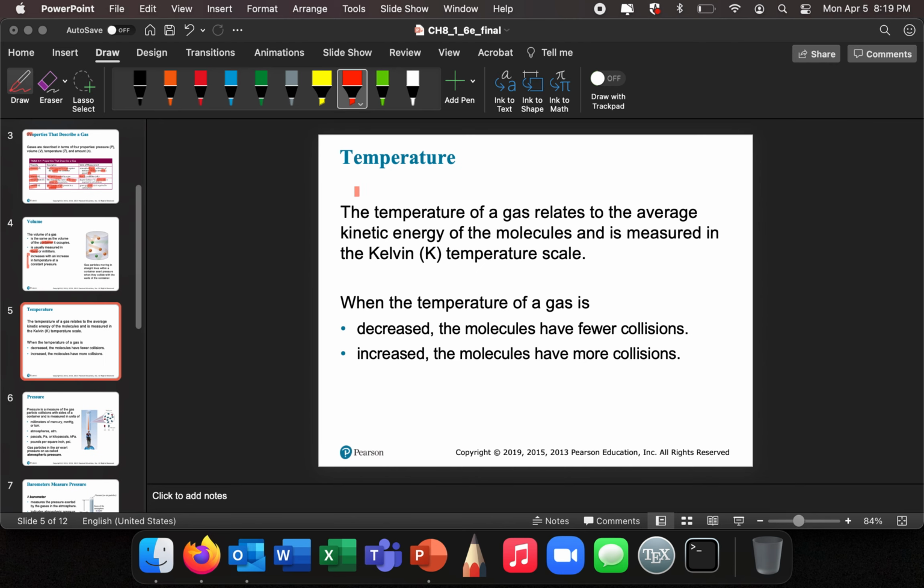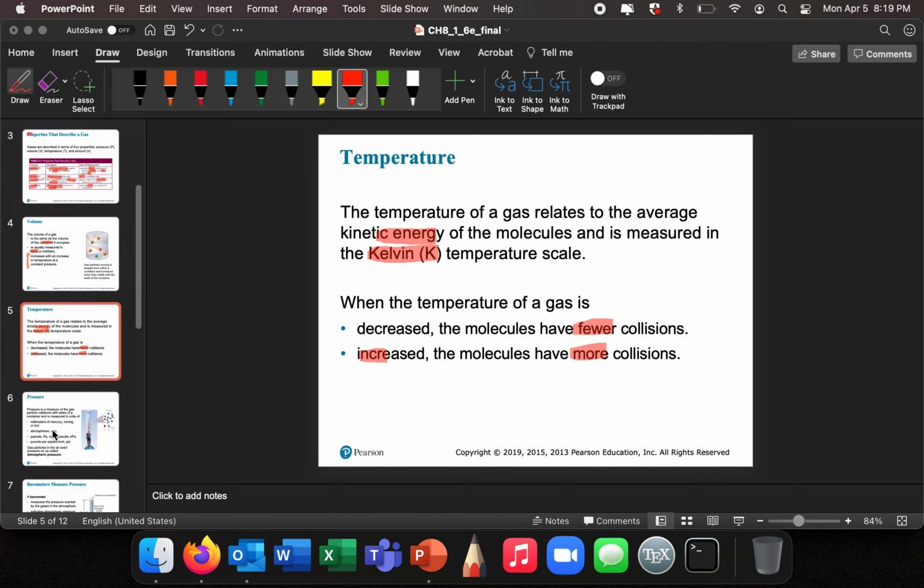Okay, temperature now is the second one I want to talk about, and the temperature relates to the average kinetic energy of the molecules, and we're going to use temperature in kelvins. When the temperature of a gas is decreased, the molecules have fewer collisions. When it's increased, it has more collisions.